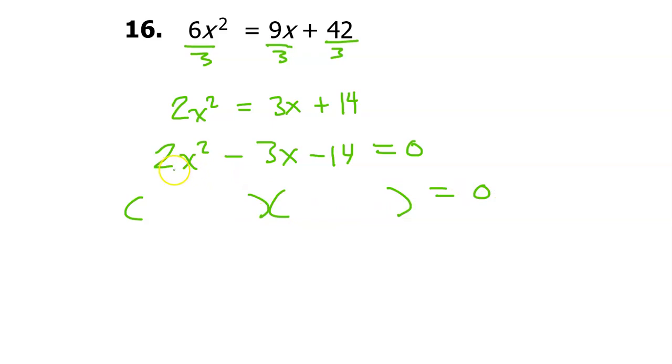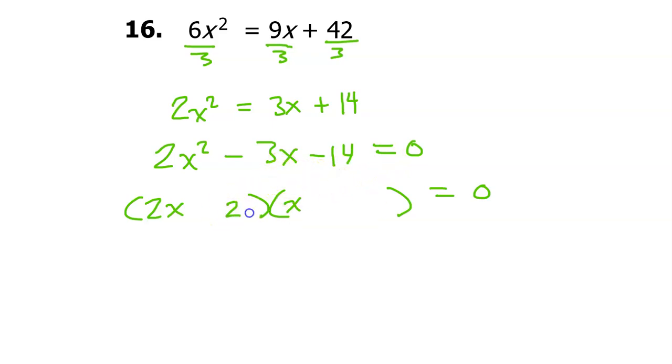Look at the first term. 2x squared will only factor as 2x times x. 14 is either going to factor as 2 times 7 or 1 times 14. I'm going to go with the 2 and 7 first.